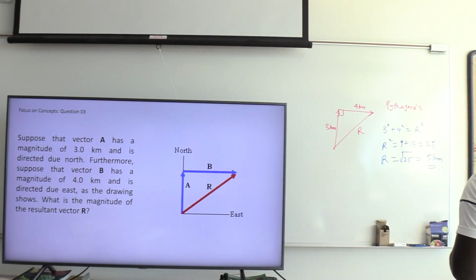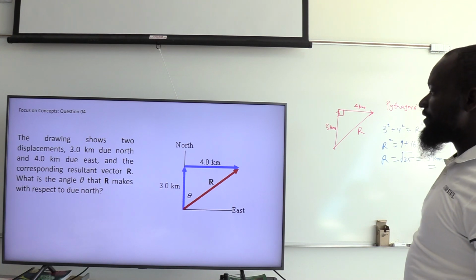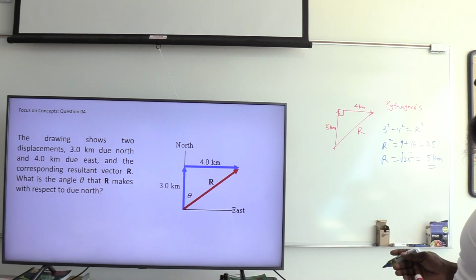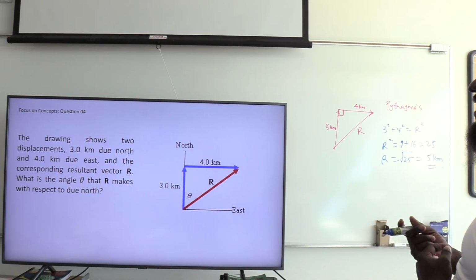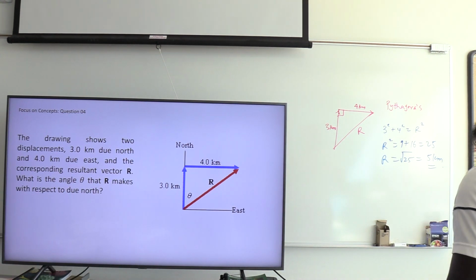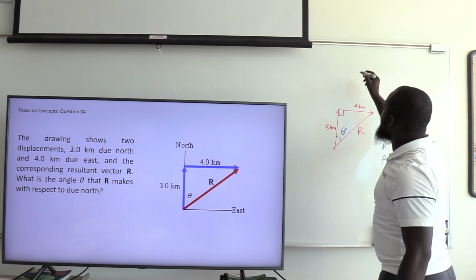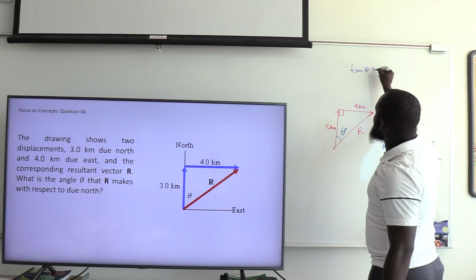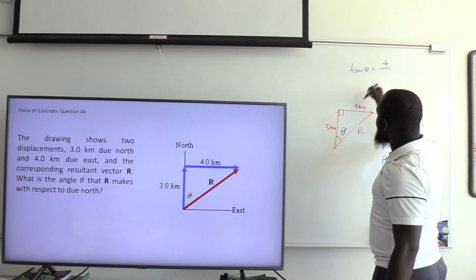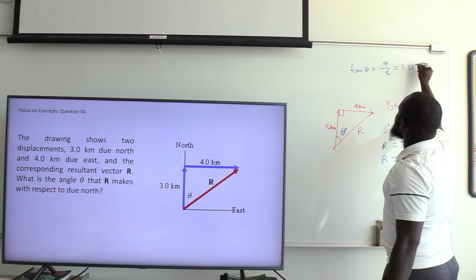Okay, let's go to the next question. The next question says the drawing shows two displacements, 3 kilometers due north and 4 kilometers due east, exactly the same thing, and the corresponding resultant vector R. What is the angle theta that R makes with respect to due north? So they're looking for this angle theta. Now you have opposite and adjacent, so you can use the tangent of theta. Tan theta is the opposite of the angle, which is 4, over the adjacent, the one that connects the angle to 90 degrees, 3. That gives us 1.333.